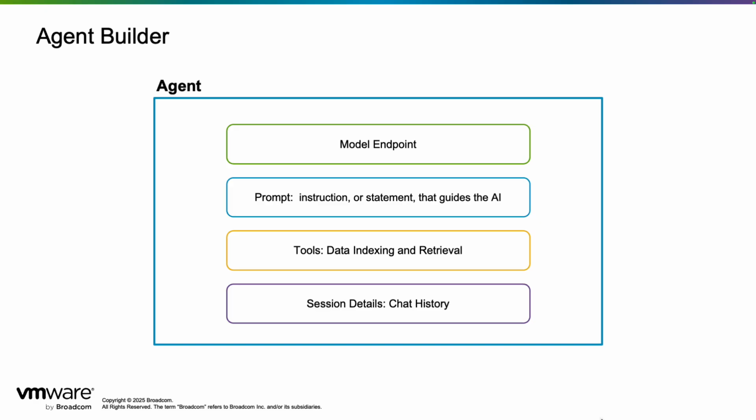So this agent clearly uses the completions model endpoint. It uses the original prompt or instruction that was given to it, and it uses data indexing and retrieval, the knowledge base that was indexed to fetch data from our vector database. And it also allows us to keep a chat history of everything that's been done in chat, so that if the same question comes in twice in a row, we don't have to go through the full process to answer the question. We've already got it.